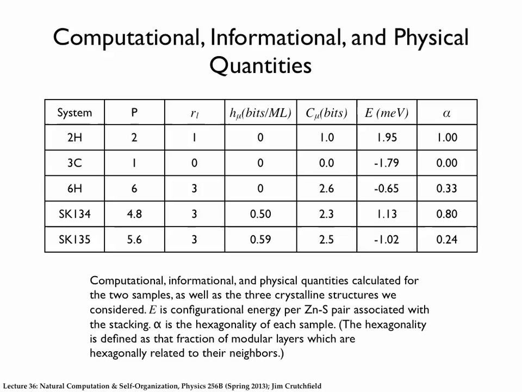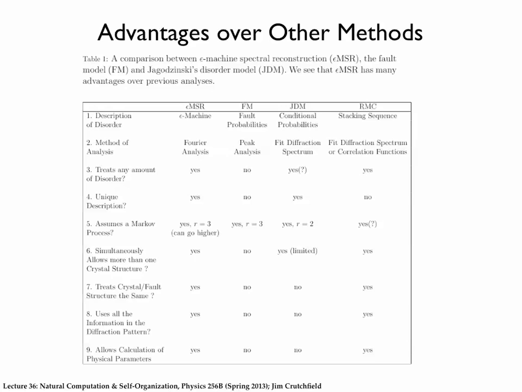So we can calculate these things. I don't want to hit this too much. I'll just let you look at this in the notes. But here are the three kinds of faulting models that we talked about earlier, or ways that I can think of it. I would just argue that the Epsilon machine has some significant advantages.